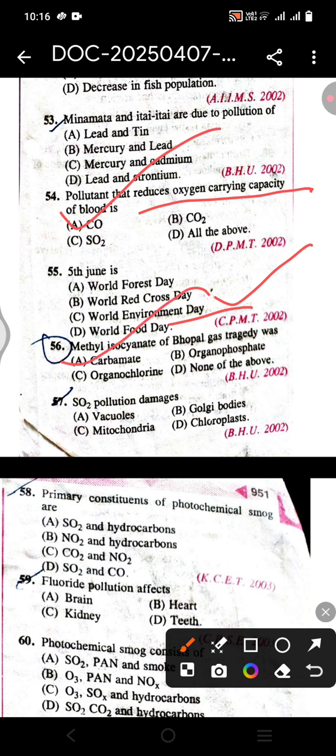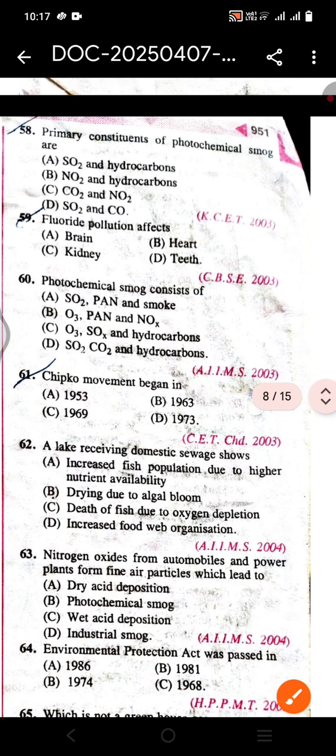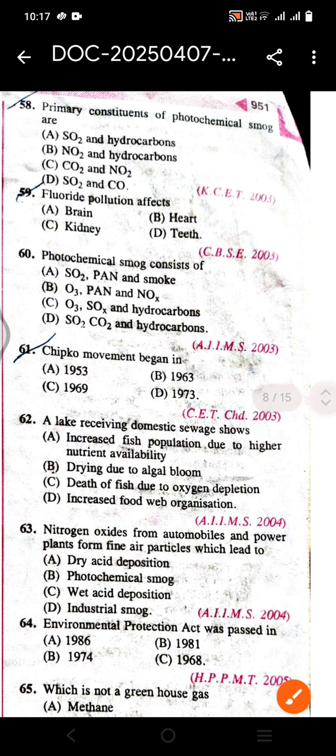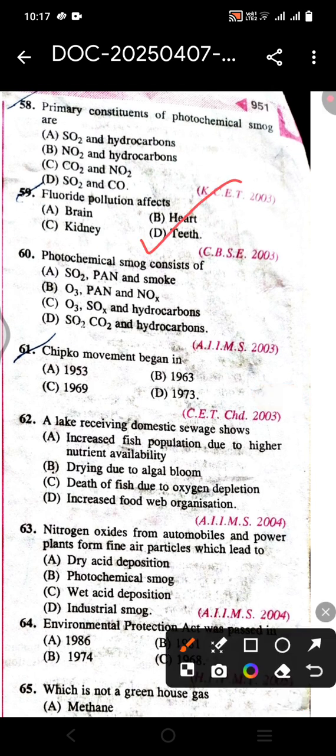Option A. SO2 pollution damages chloroplast. Option D. The primary constituents of photochemical smog are nitrous oxide and hydrocarbons. Option B is correct. Fluoride pollution affects the teeth. Photochemical smog consists of ozone, PAN and nitrous oxides. The Chipko movement began in March 1973, option D.